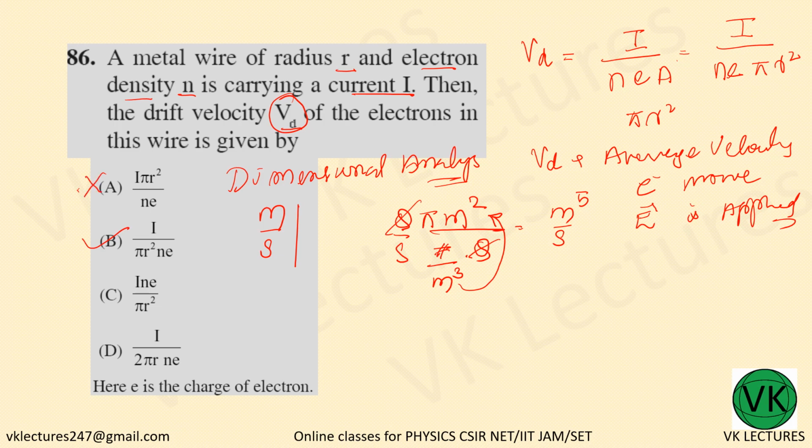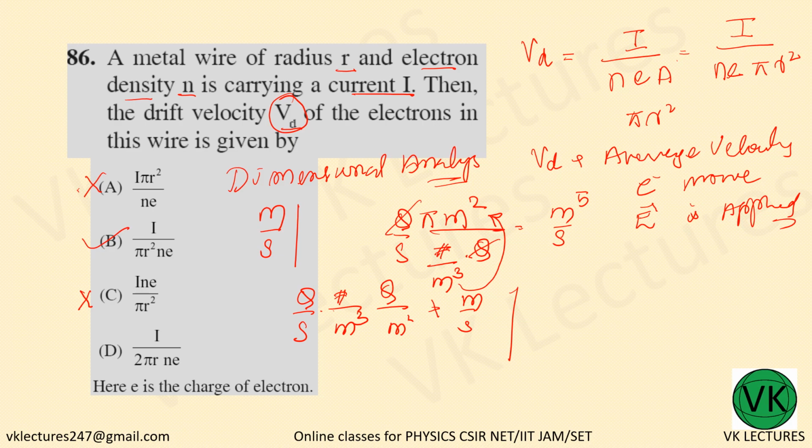Now check option C. You get Q by second. N is, as I told, number per meter cube. E is nothing but the charge again, pi you can leave, and r square is meter square. Still this is not equal to meter per second. So you can cancel out option C.